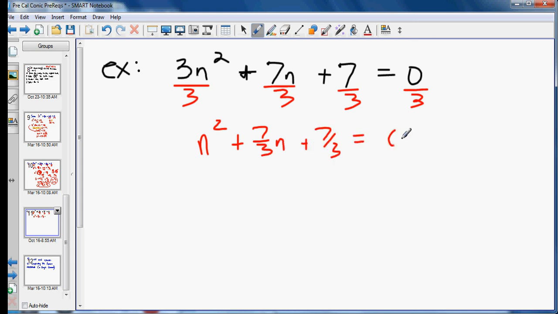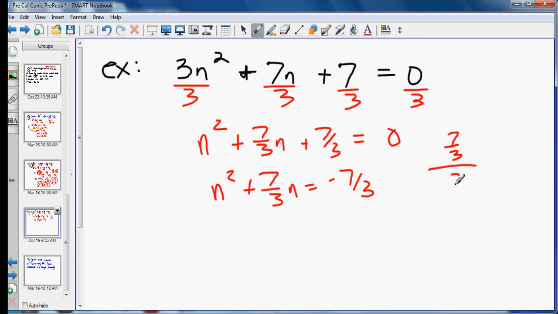Step 2, we need to subtract the constant, the 7/3, over to the other side. And then we need to cut the 7/3 in half. So 7/3 over 2 will be 7/6. Then we square it and we get 49/36. So we need to add 49/36 to both sides.